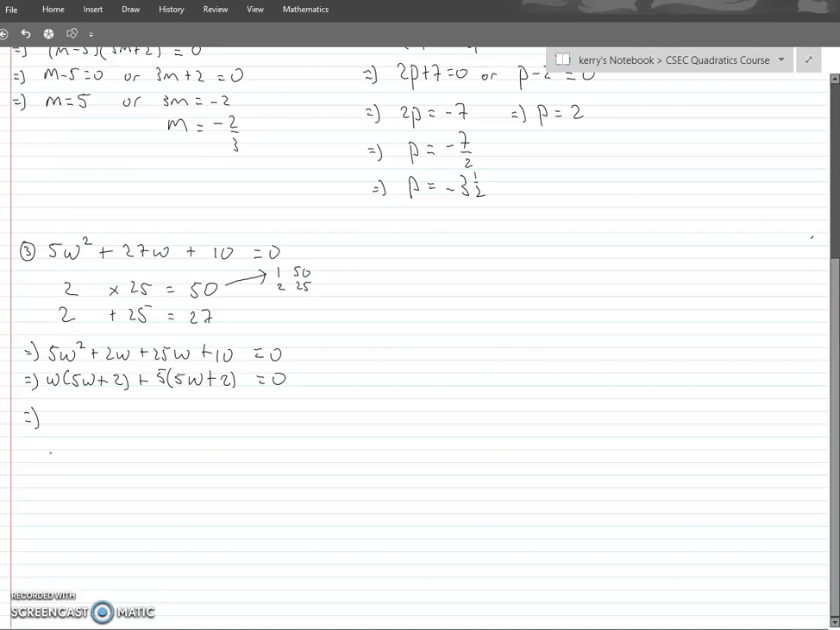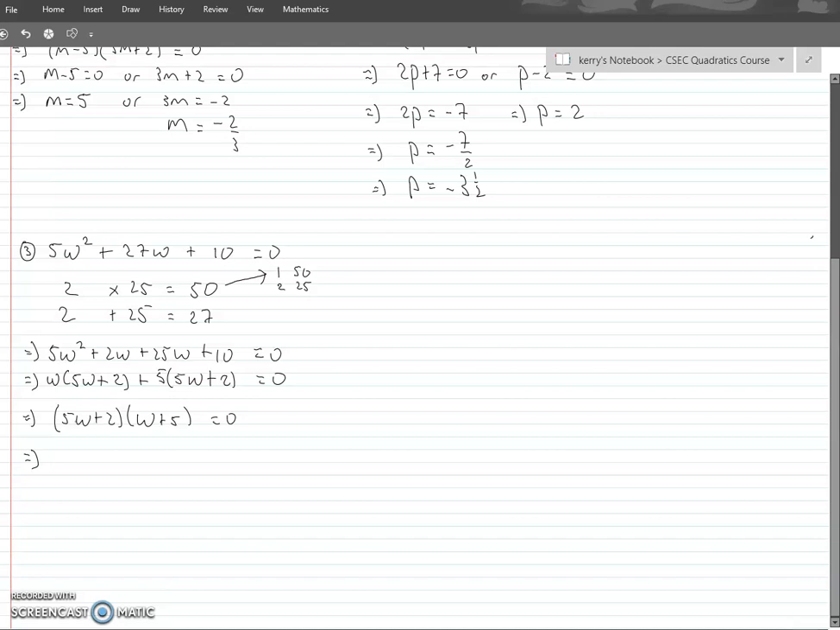Our next step now, we want to factorize. So we take this here, we copy the common term, which is 5W plus 2. We take it outside. Imagine that you had a big bracket and you pull that out, right? And what we remain with when we take out these two terms is just what is outside the brackets: W plus 5 is equal to 0.